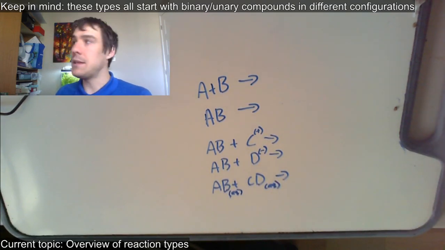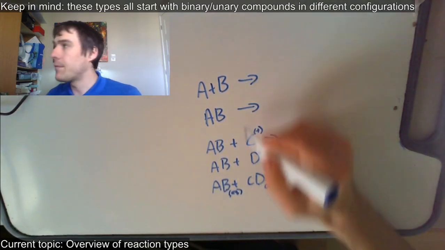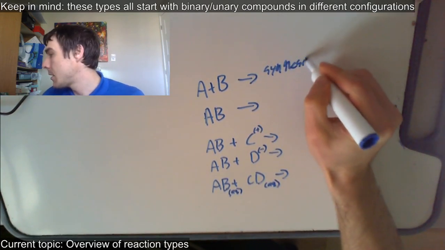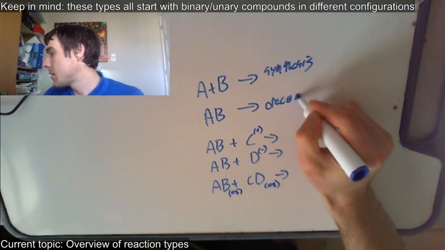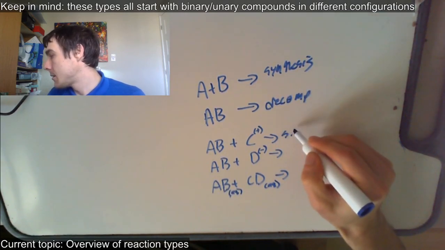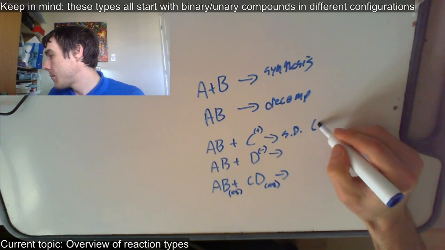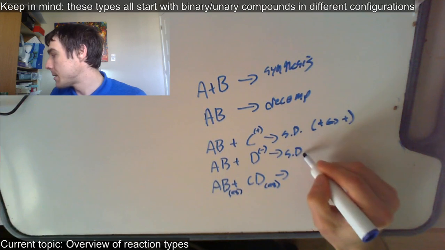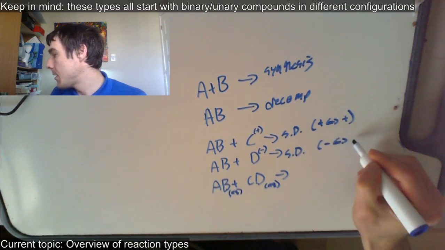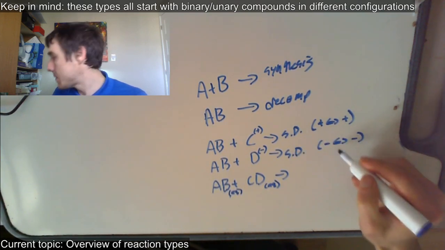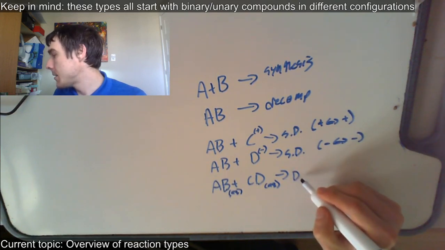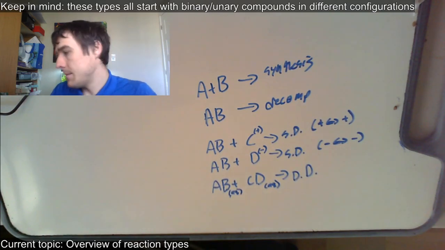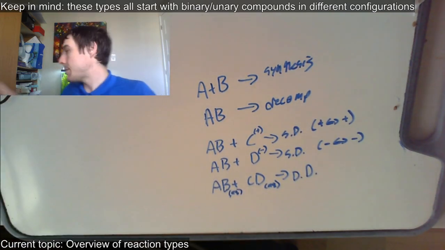So yeah, generally speaking, you can tell what they're going to be just from how it starts. So synthesis, decomposition, single displacement, a positive switch. Here's a single displacement, which is a negative switch, and this one's going to be double displacement, a double displacement reaction. So yeah, we can use these archetypes to predict it.